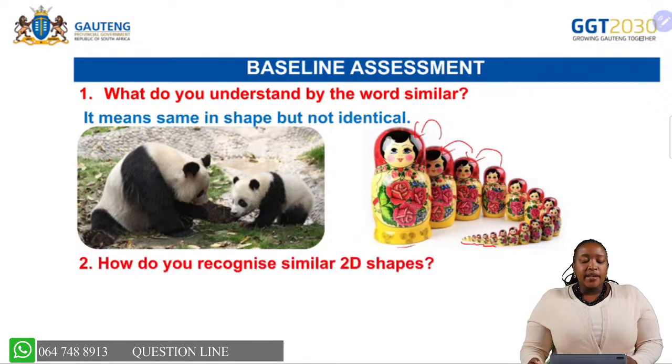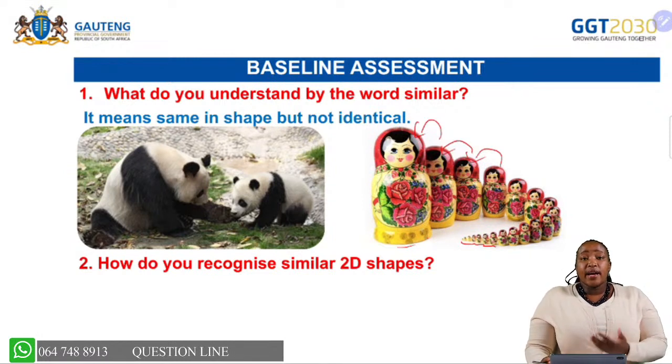Okay, and then the second question was, how do you recognize similar 2D shapes? So now you have an idea of what you'd be looking for when you're looking for similar objects. Okay, you saw your dolls, you saw the cub, you could have also thought of a mother and a baby, right? Now the question is, how do you recognize similar 2D shapes? These are your flat shapes. Okay, how do you recognize them?